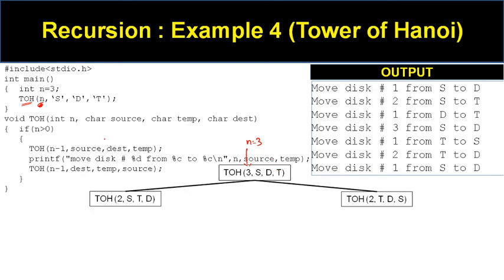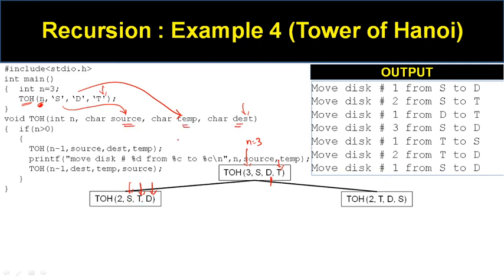So now what we are doing is, this is copied. The source is copied into source. Now this destination is copied into temporary, and this temporary is copied into destination. So now this is the case. Now I am having S, T, D.